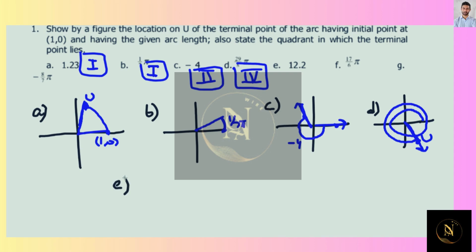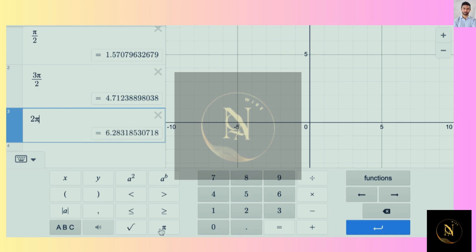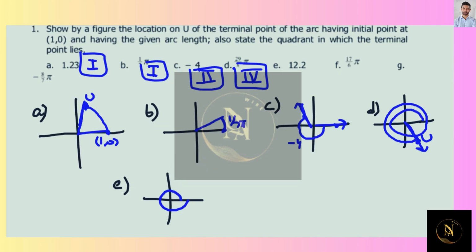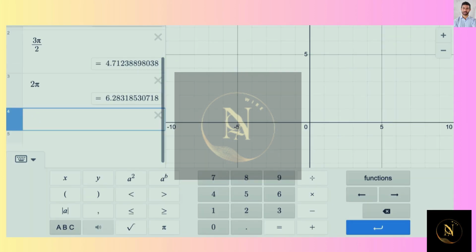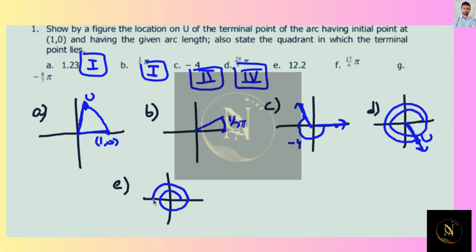12.2, that's positive, so we're going counterclockwise. 2 pi is about 6.28. 3.14 is another pi, so we're in the 9s. We got to get to 12.2. Well, 4 pi is about 12.6, so it's going to be shy of 4 pi. So it's going to be somewhere over here. That puts us in the fourth quadrant.